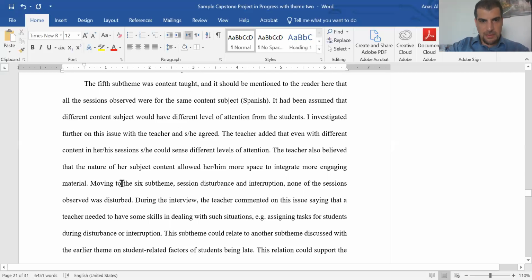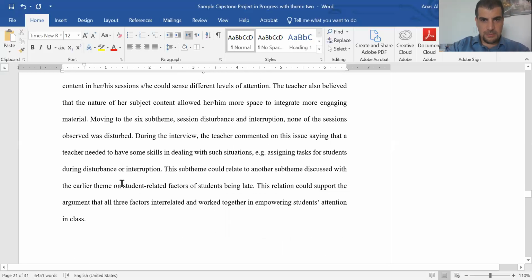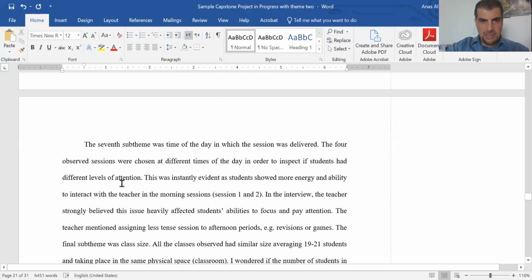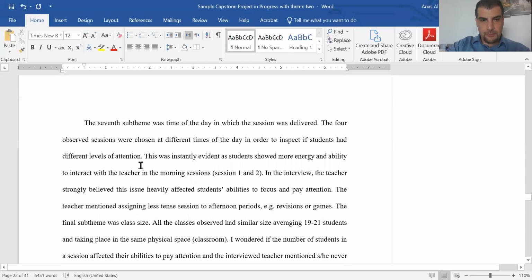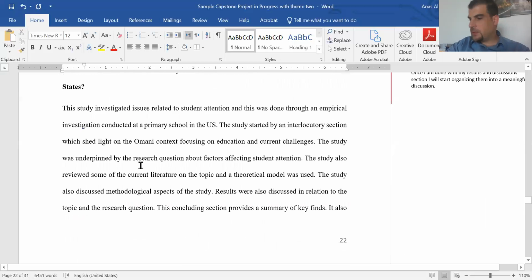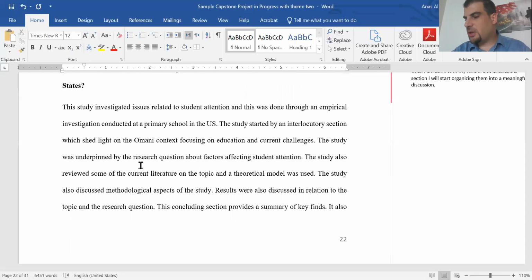Moving to the sixth sub-theme, it was disturbance, and none of the sessions observed were disturbed. The seventh sub-theme was time of the day. Yes, the teacher agreed on this, as I recall. All classes observed were of similar size, so size also was not an issue. All right, so I came up with two ideas that I want to take into my conclusion below: content affects level of attention, and the other one, time of the day.